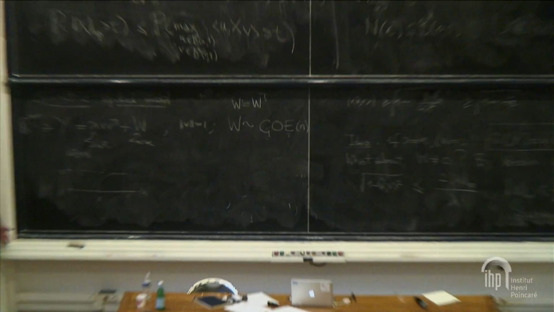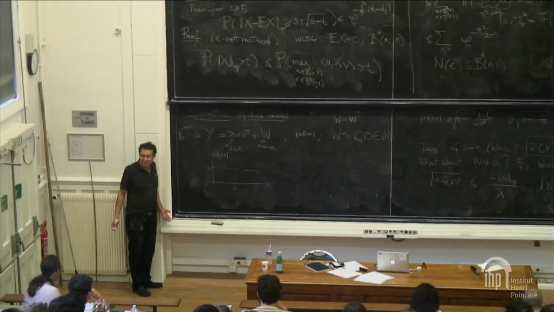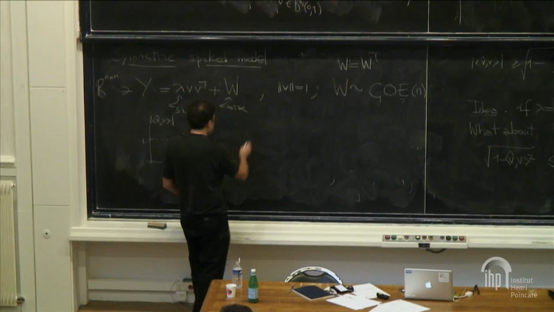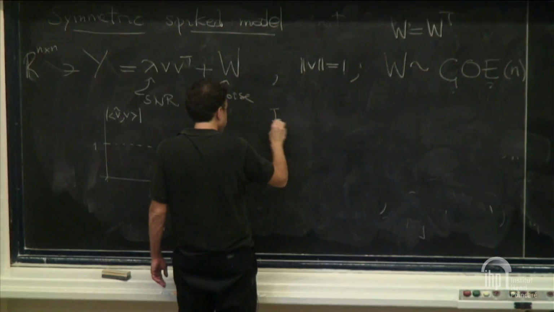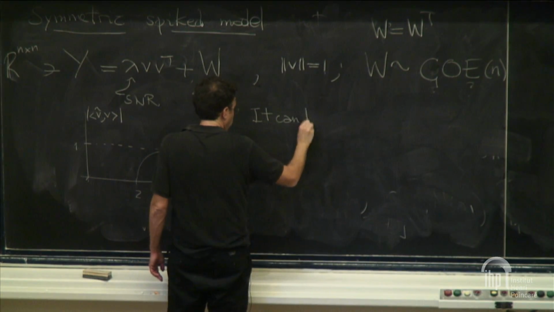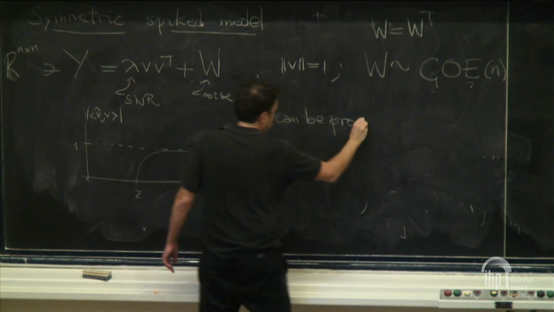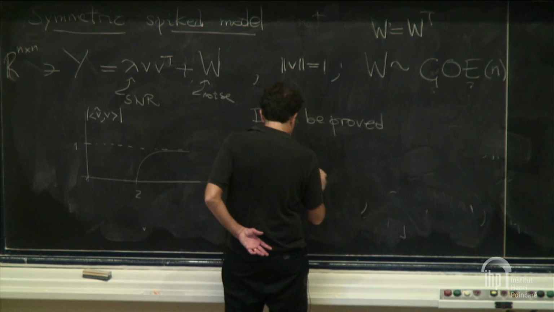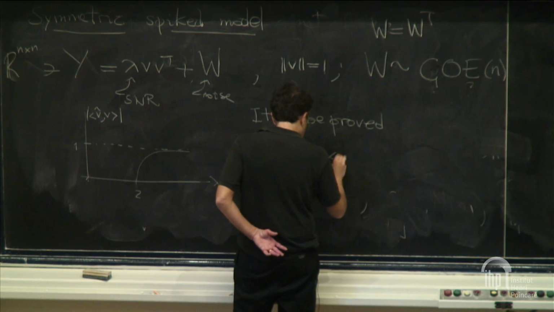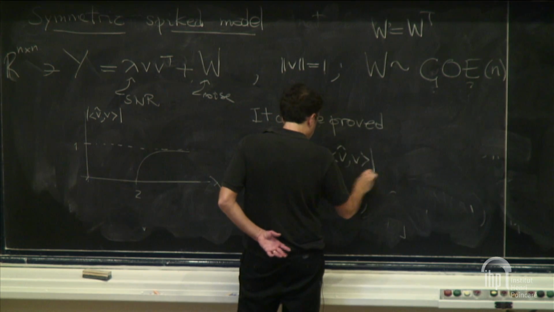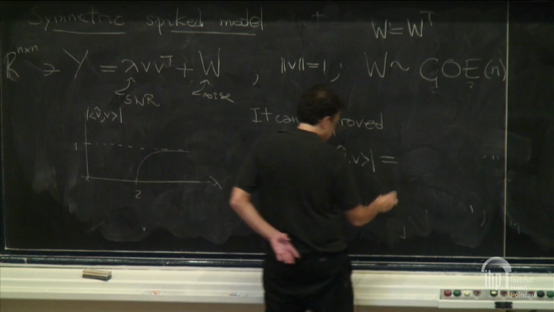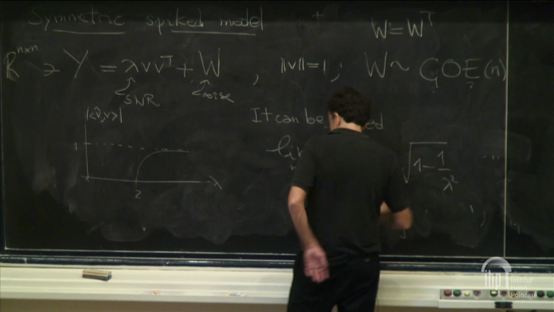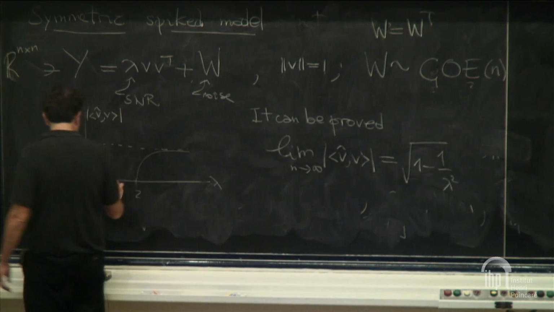Turns out that in this specific example, people computed exactly what the limit of this scalar product is, and it can be proved that the limit as n goes to infinity of the scalar product of v and v hat is exactly equal to square root of 1 minus 1 over lambda squared. So it's something like this.